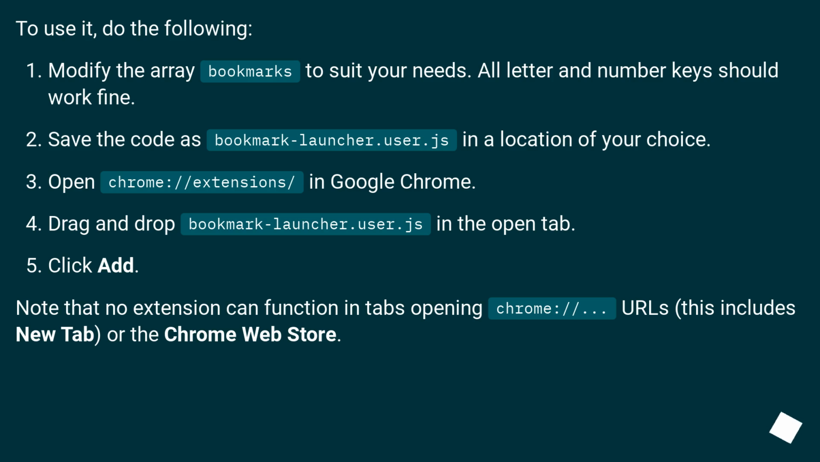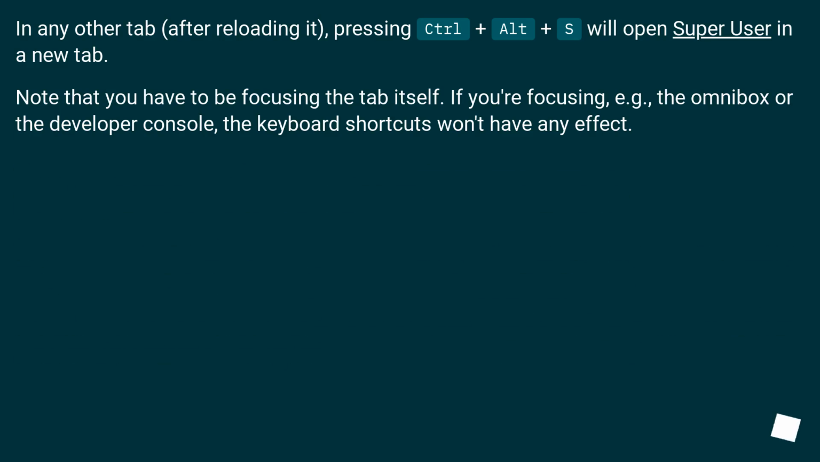Note that no extension can function in tabs opening Chrome colon//. This includes New Tab, or the Chrome Web Store. In any other tab, after reloading it, pressing Ctrl plus Alt plus S will open Super User in a new tab. Note that you have to be focusing the tab itself. If you're focusing, for example, the Omnibox or the developer console, the keyboard shortcuts won't have any effect.